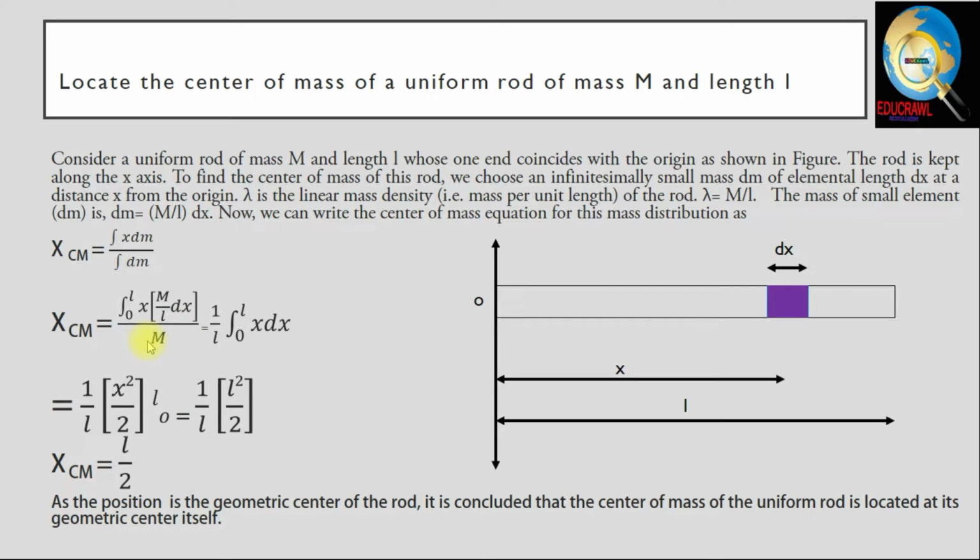Now taking the common terms outside, m in the numerator and m in the denominator get cancelled. So we have integral 0 to L x dx. Integration of x, we know that it is x squared by 2. Applying the limits, we have 1 by L into L squared by 2. Cancelling the L on numerator and denominator, we have xcm as L by 2.